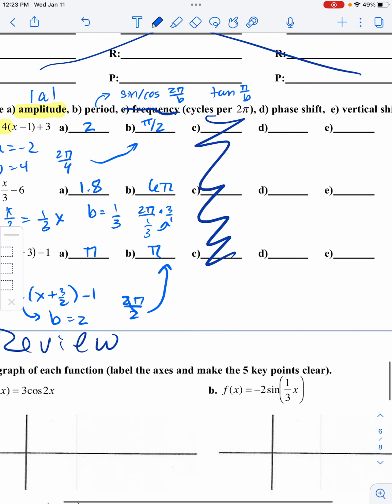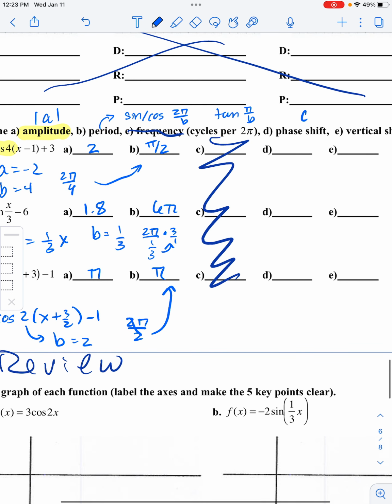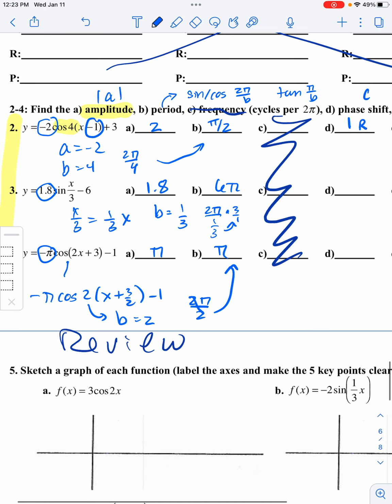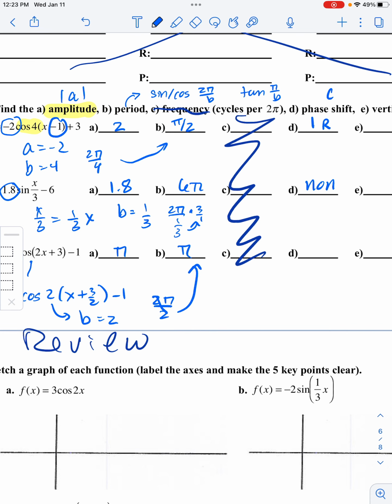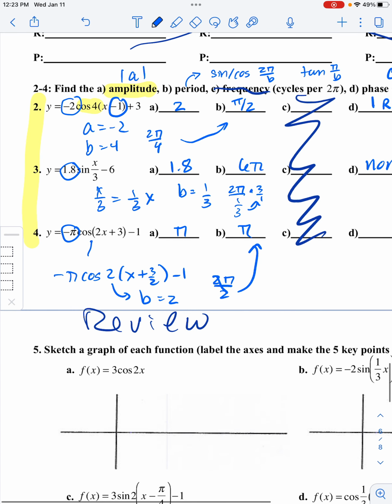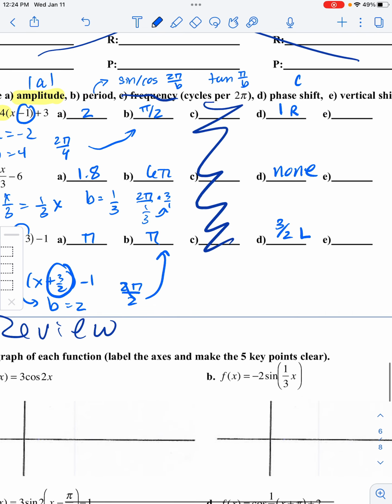Okay, so phase shift is that c value, and it'll go the opposite of what you think. So here the c value is -1, so it'll go 1 to the right. In this problem, there actually isn't a c value, and so that's going to have no phase shift. And here, after we moved that b value out, it's going to be 3 halves, and since it's positive, it's going to go to the left. Because if you look back at your notes from the very first day, if you leave it in there, you have to do c over b, 3 over 2.